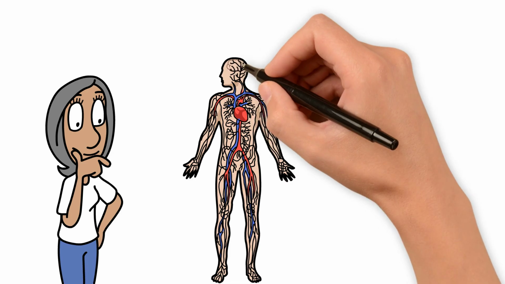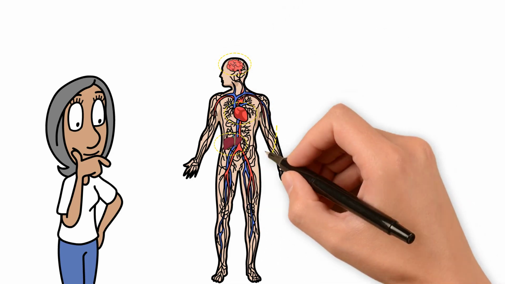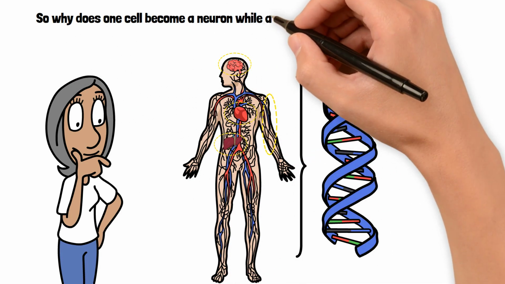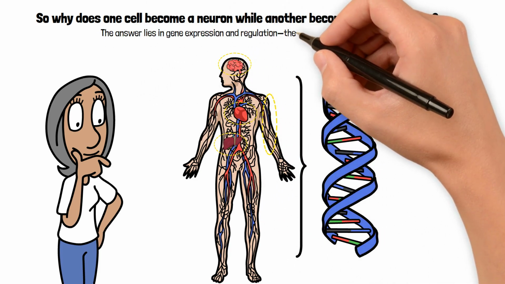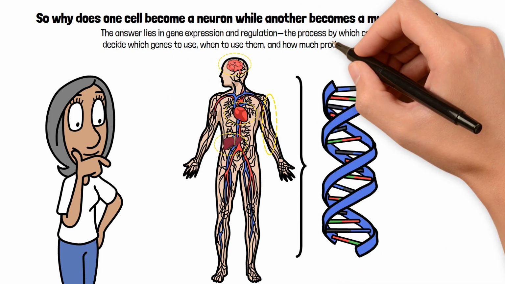Here's something to think about. Every cell in your body, whether it's in your brain, liver, or skin, contains the exact same DNA. So why does one cell become a neuron while another becomes a muscle fiber? The answer lies in gene expression and regulation, the process by which cells decide which genes to use, when to use them, and how much product to make.